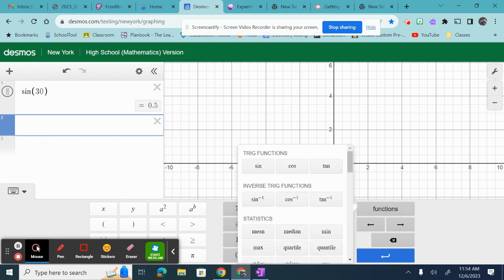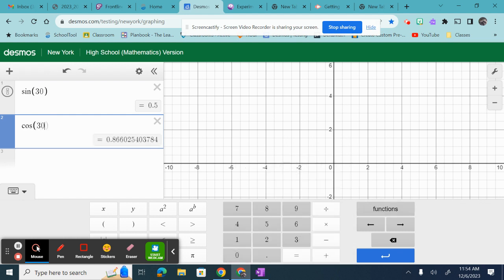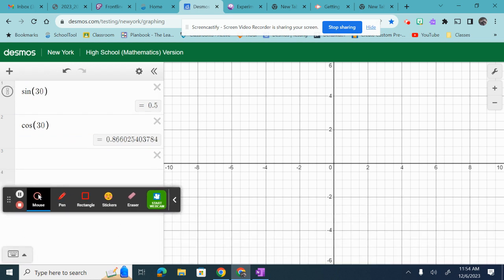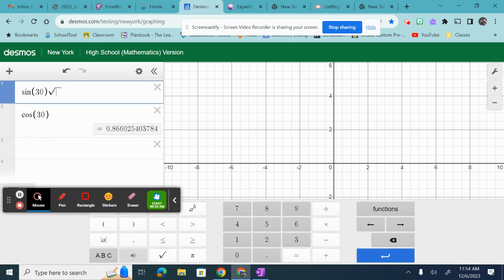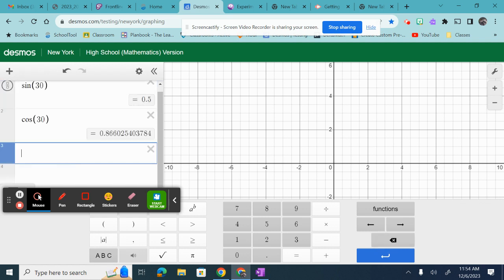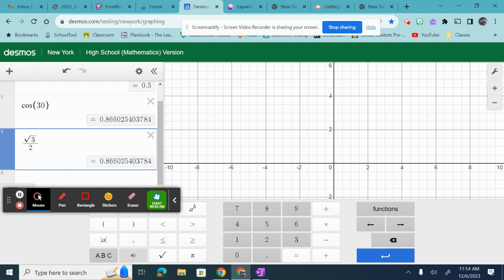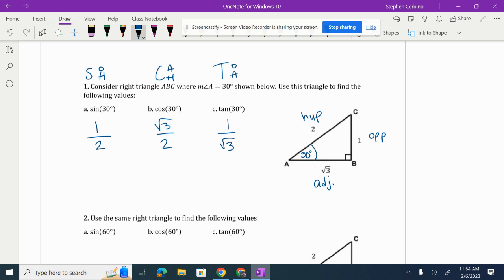If I type in the cosine of 30, I get this weird decimal, which guess what? That weird decimal is going to be the square root of 3, divided by 2. Notice it's the same decimal. So these numbers that we're getting in our calculator when we were in geometry refer back to these three numbers from this right triangle if the angle we're talking about is 30.